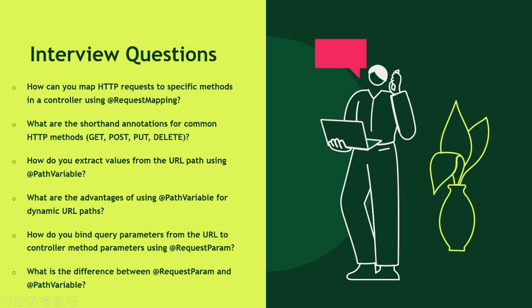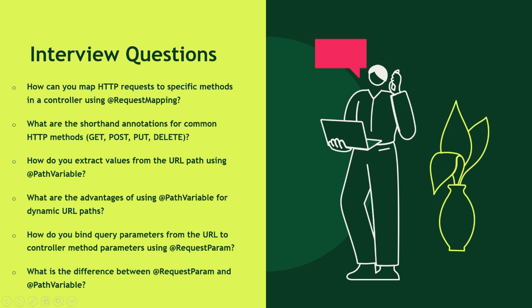How do you extract a value from the URL? We looked at @PathVariable. We already mentioned that in the URL with product slash curly braces and then id, it will automatically get mapped using the path variable. What is the advantage of using @PathVariable over a dynamic URL? Instead of using the URL, you just specify that value and it will be taken.